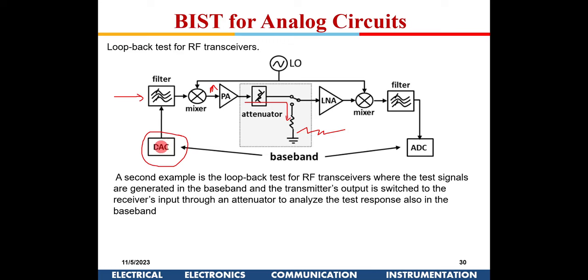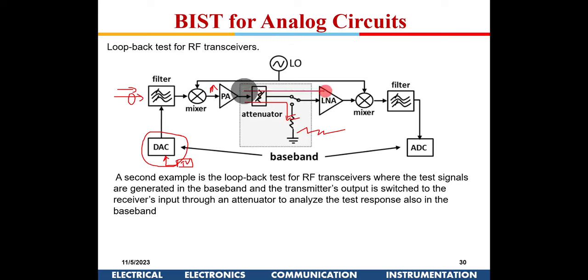you could have a digital to analog converter. I have digital data, a test vector. I will convert it to an analog signal, and instead of a normal analog signal, I put this test vector into the filter. It comes to the mixer, the power amplifier, and then I introduce an attenuator, so that I am not transmitting this to the antenna. Instead, I am looping it back to the receiver LNA, the low noise amplifier.